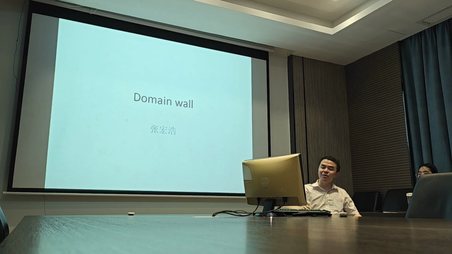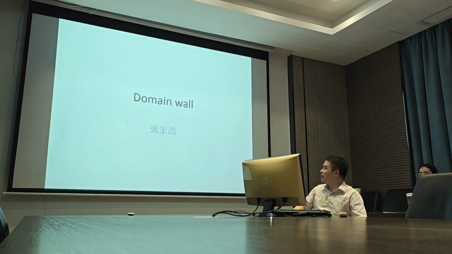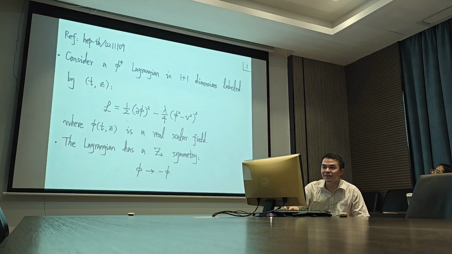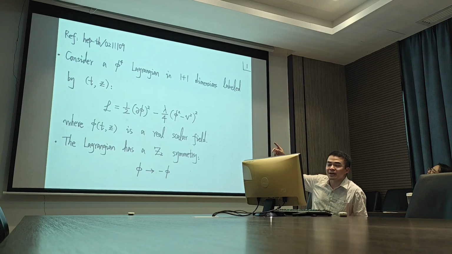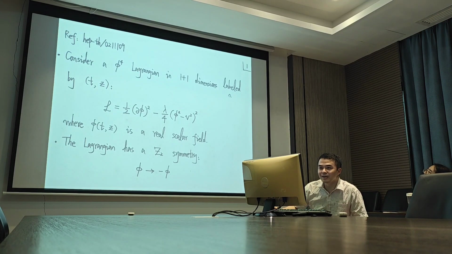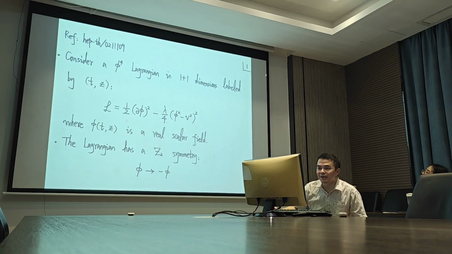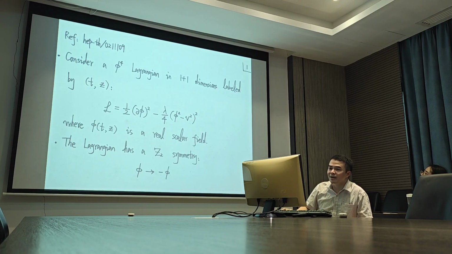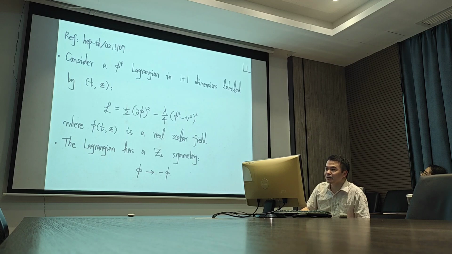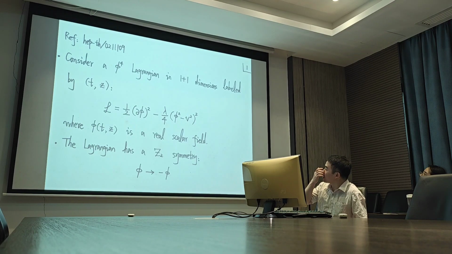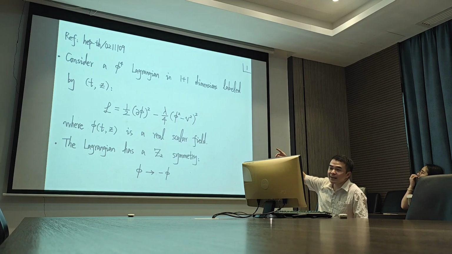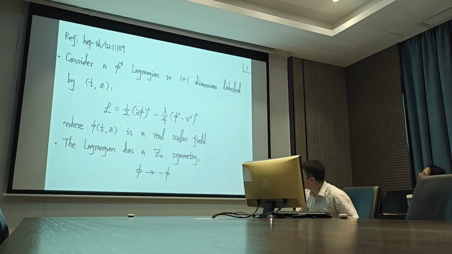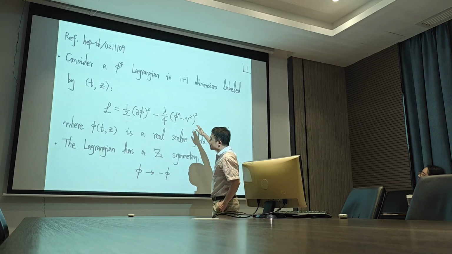Today I will give a brief talk on domain walls. The reference is this very old literature. Let us consider a phi-four Lagrangian in two-dimensional space-time. The space-time coordinates are labeled by t and z. The Lagrangian is given by this formula.